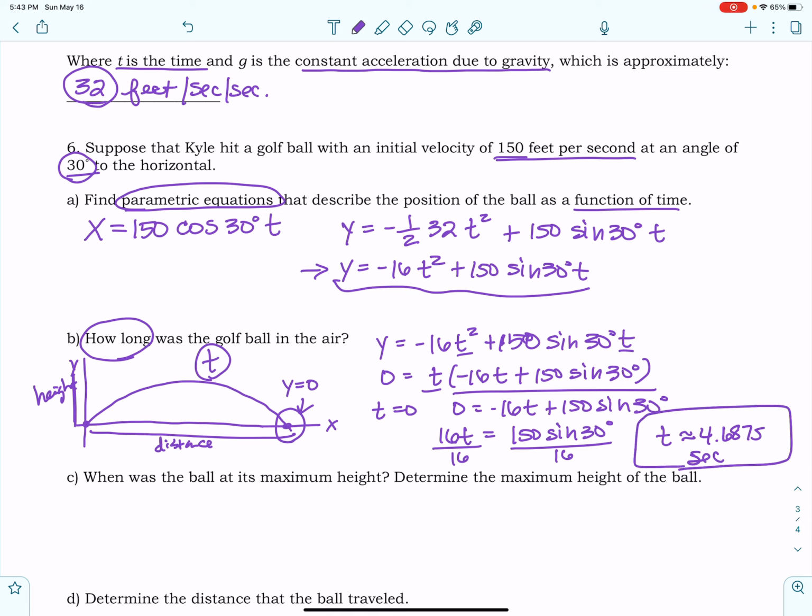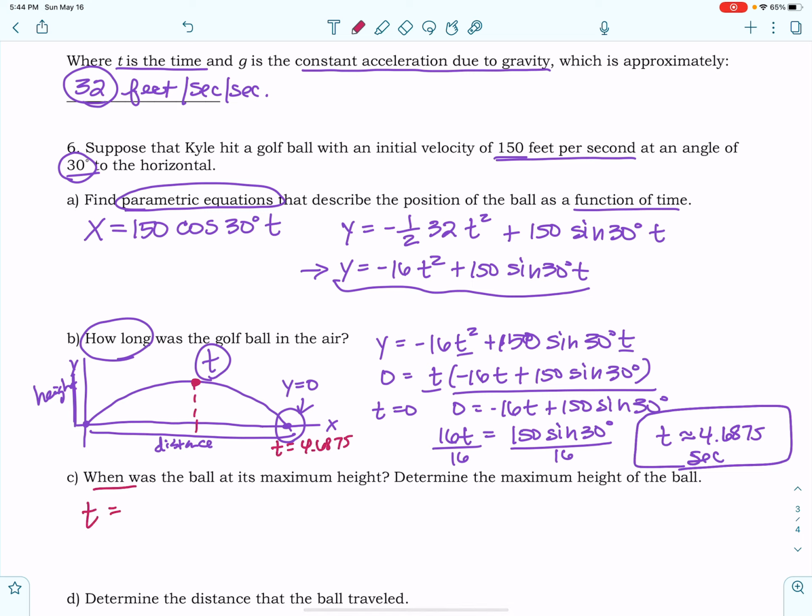Now part C, when was the ball at its maximum height? Determine the maximum height of the ball. All right, so let me change colors here. I want to know what y is right up here, that is, when it's at its maximum height. So I need a way to find that. So when did that happen? Well, I know right here that t is 4.6875, so it's somewhere below that, right? Because right here, t has a value, x has a value, y has a value. So when did that occur?